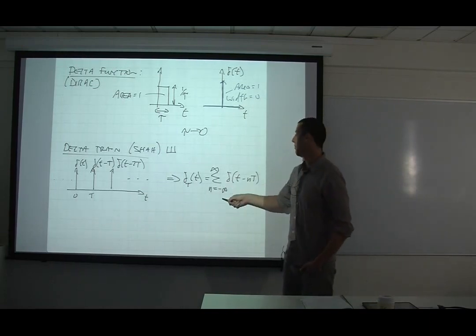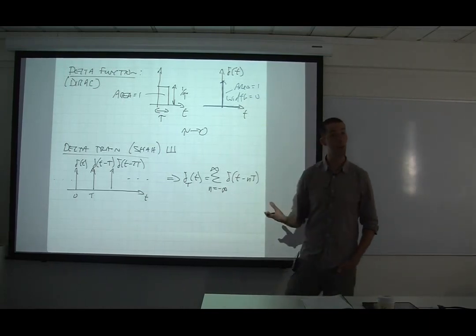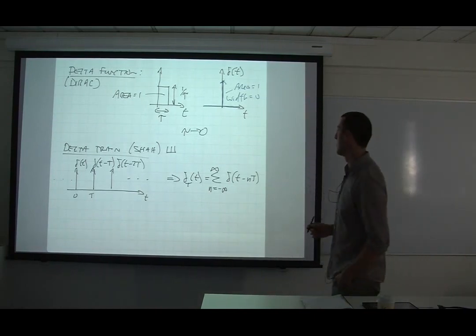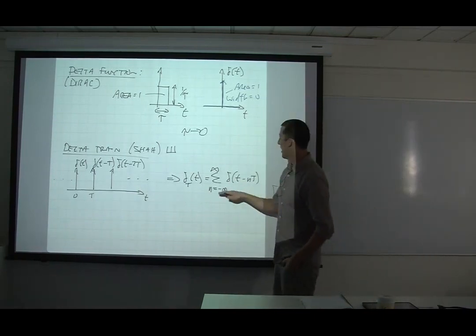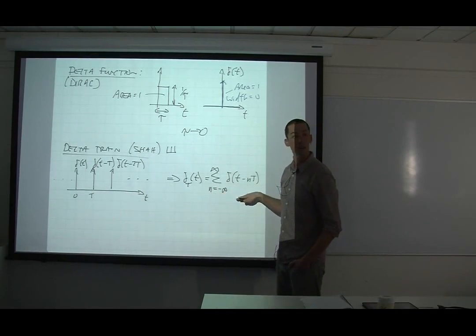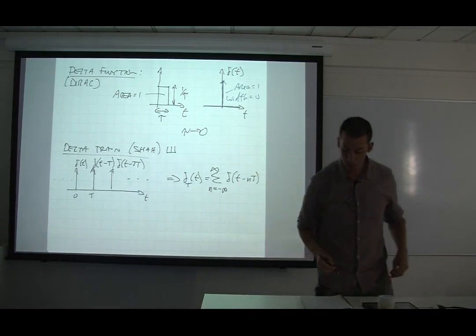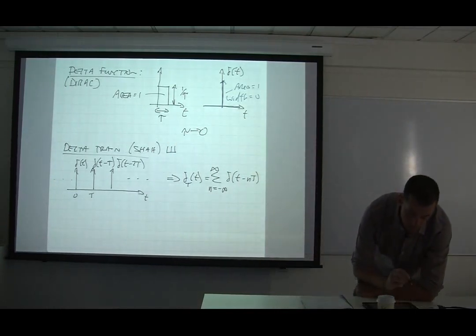It's an infinite sum. Stuff sounds scary, an infinite sum. Oh my God, how are we going to deal with that? Don't worry, it's just maths and notation. So we've got this infinite sum of delta functions, and that gives us the train. And that's what we're going to use to do the sampling. So we can move into sampling next.